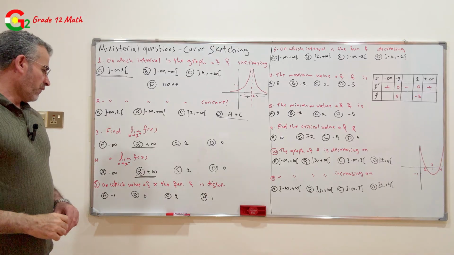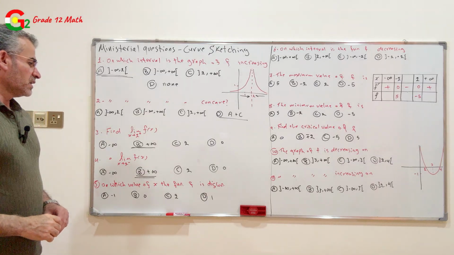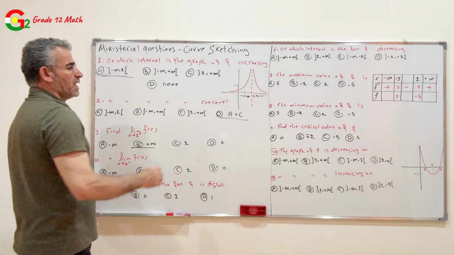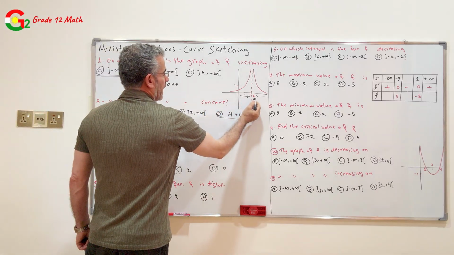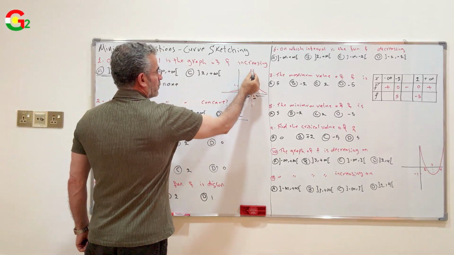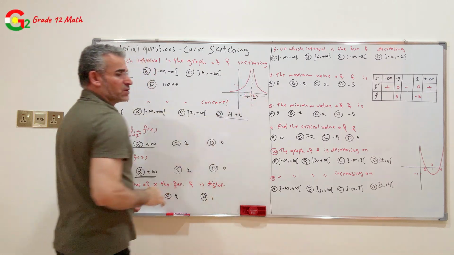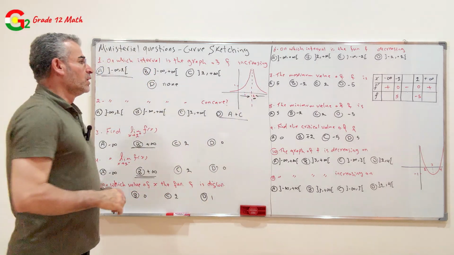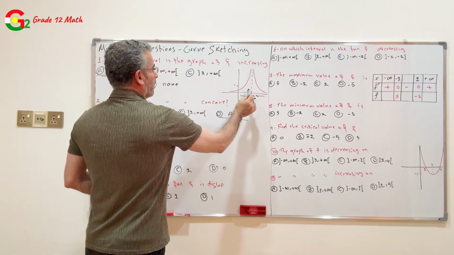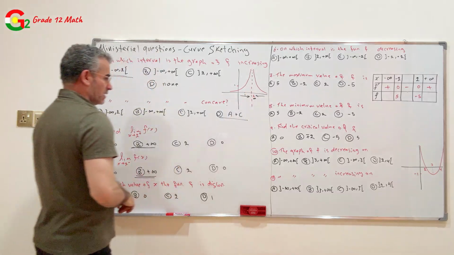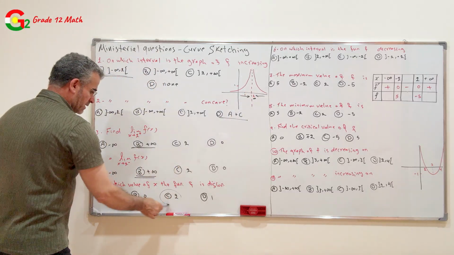On which value of x is the function discontinuous? As you see, at x equal to 2, we have a vertical asymptote and the function is not defined at this value, and the graph of the function is discontinuous. Therefore, the right choice is 2.